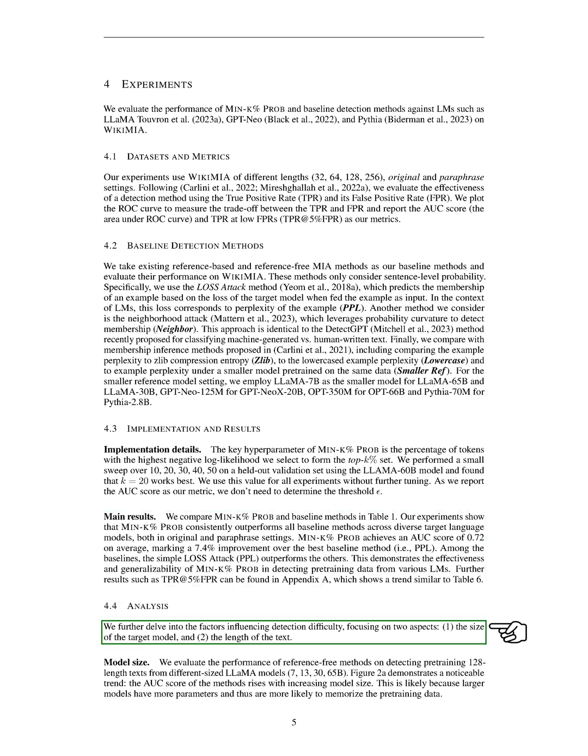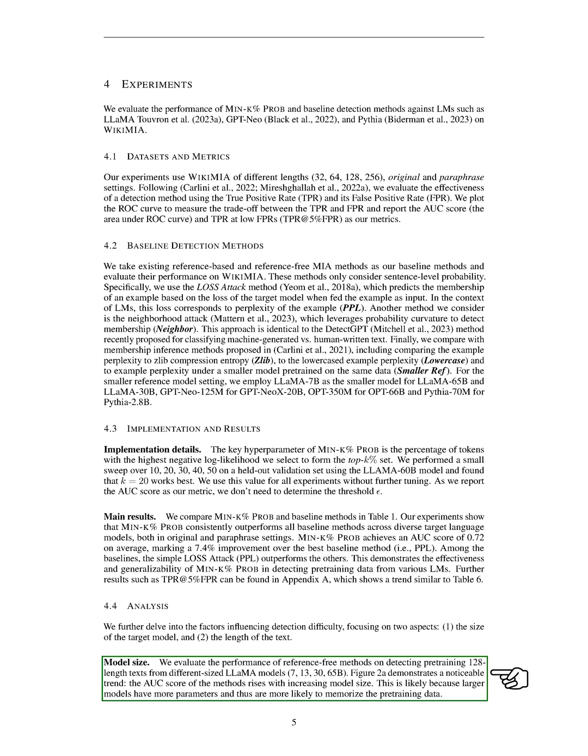We've also looked into factors that might affect the difficulty of detection. We focused on two aspects: the size of the target model and the length of the text. We found that larger models tend to have more parameters and are therefore more likely to memorize the pre-training data. This means that as the model size increases, so does the AUC score of the methods. Similarly, longer texts contain more information that the target model can memorize, making them easier to distinguish from unseen texts. As a result, the AUC score of different methods increases as text length increases.